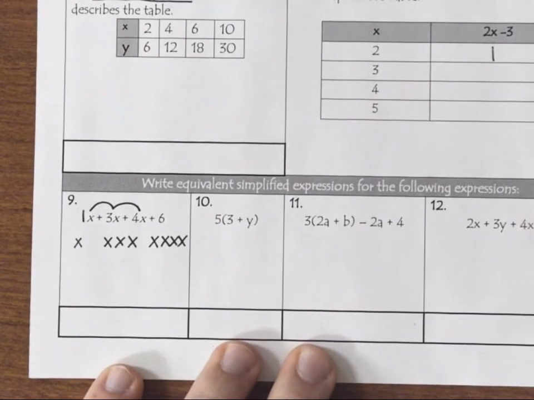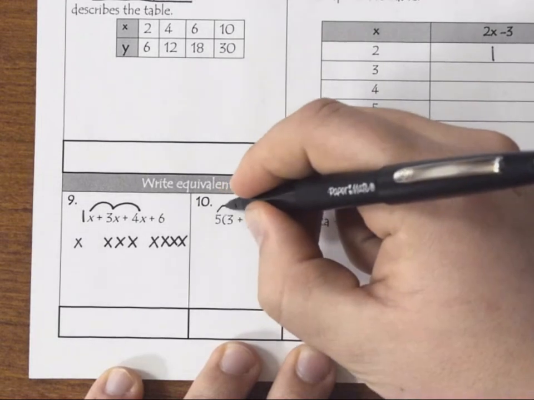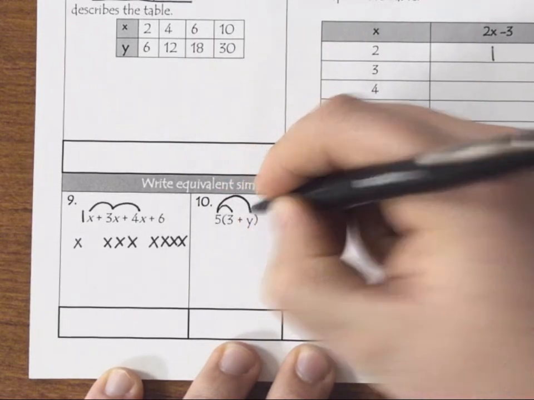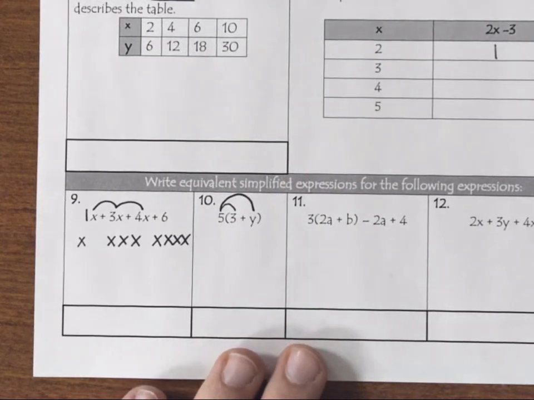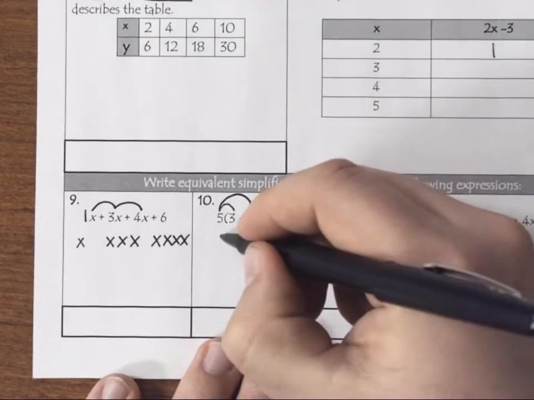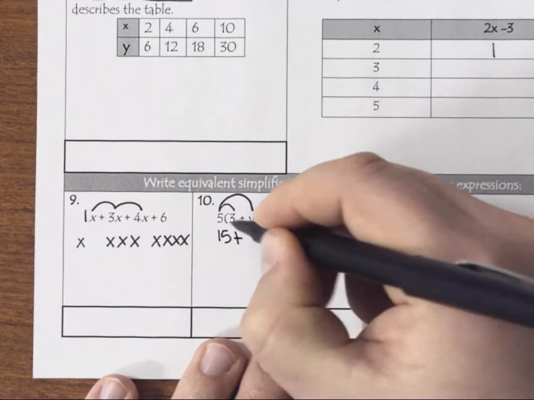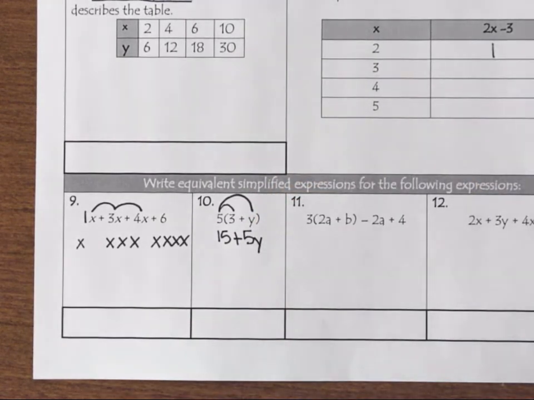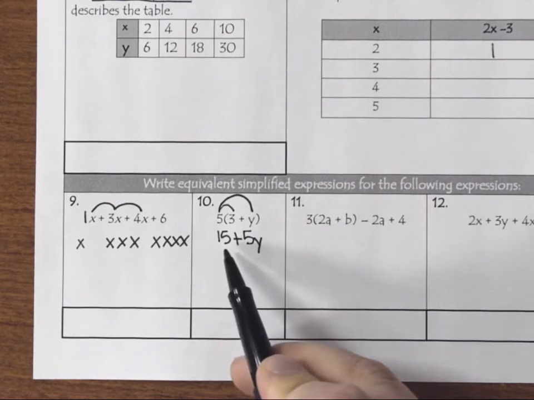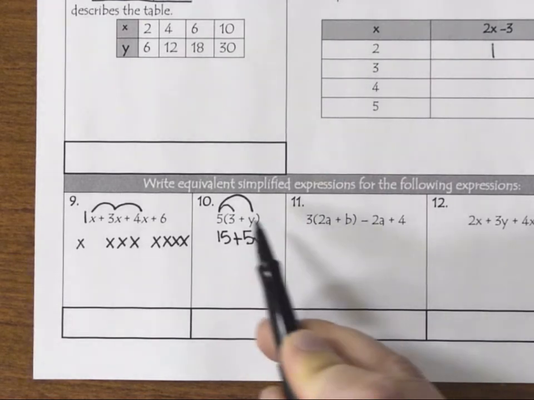Number 10, we have parentheses. So first I need to distribute 5 times 3 and 5 times y. Remember that a plus sign goes in between them. So 5 times 3 is 15, plus 5 times y is 5y. Now, can we simplify or combine like terms? Well, does 15 have a y? No, it does not. So I can't simplify this.